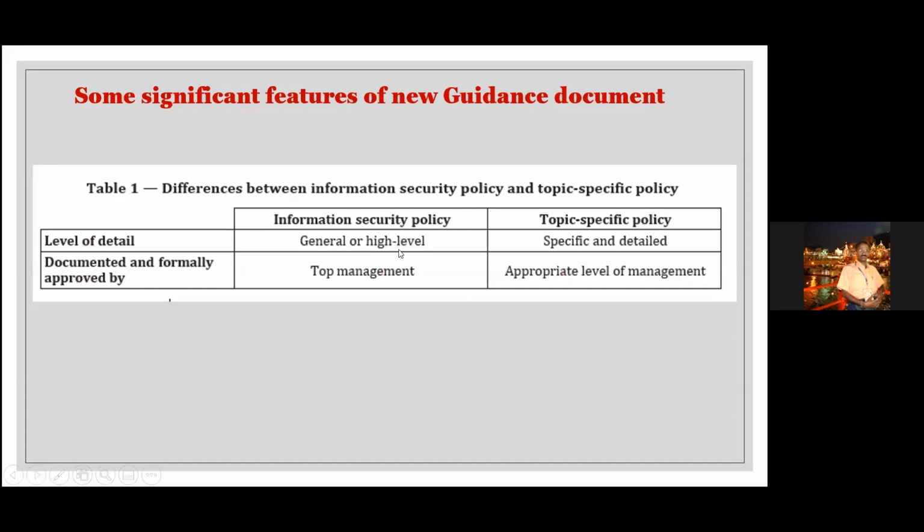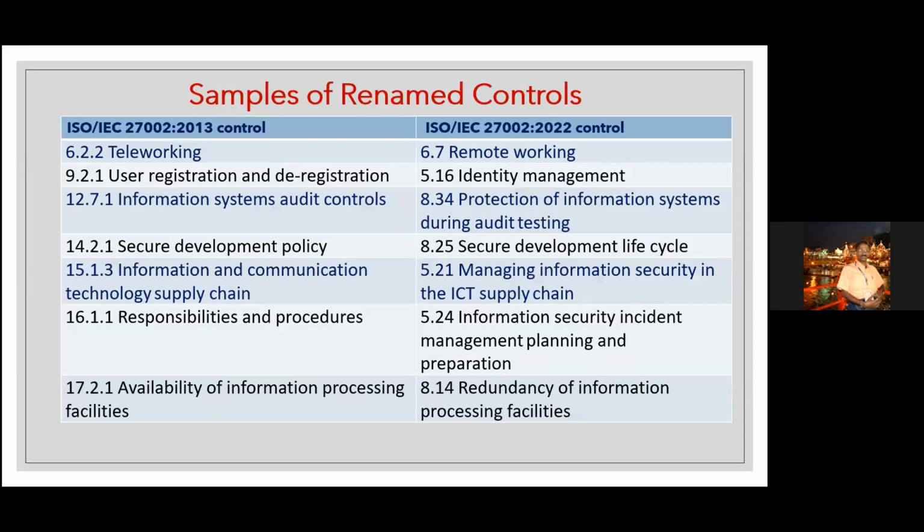Information security policy is a general high-level policy that has to be approved by the top management. If we say this is my information security policy, the policy has to be approved by top management, and the organization has to demonstrate how and when the top management approved this policy. There are topic-specific policies which can be approved at the appropriate level of management. For example, in the technology area, the technology head can approve it. If there is an HR policy, the HR head can approve it. That is the way this new version gives guidance to the organization to develop policies at a high level and topic-specific.